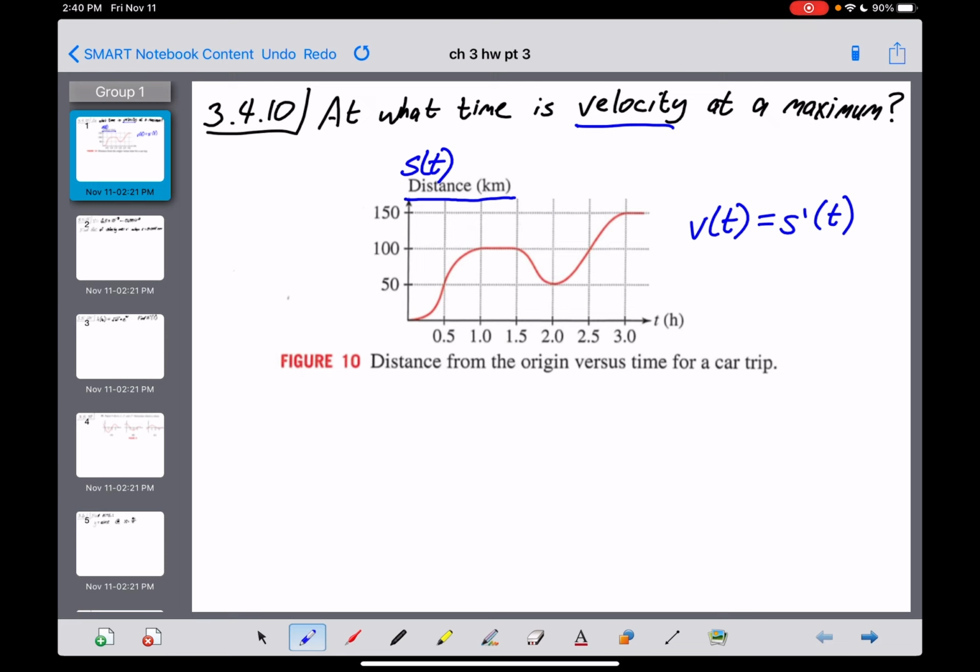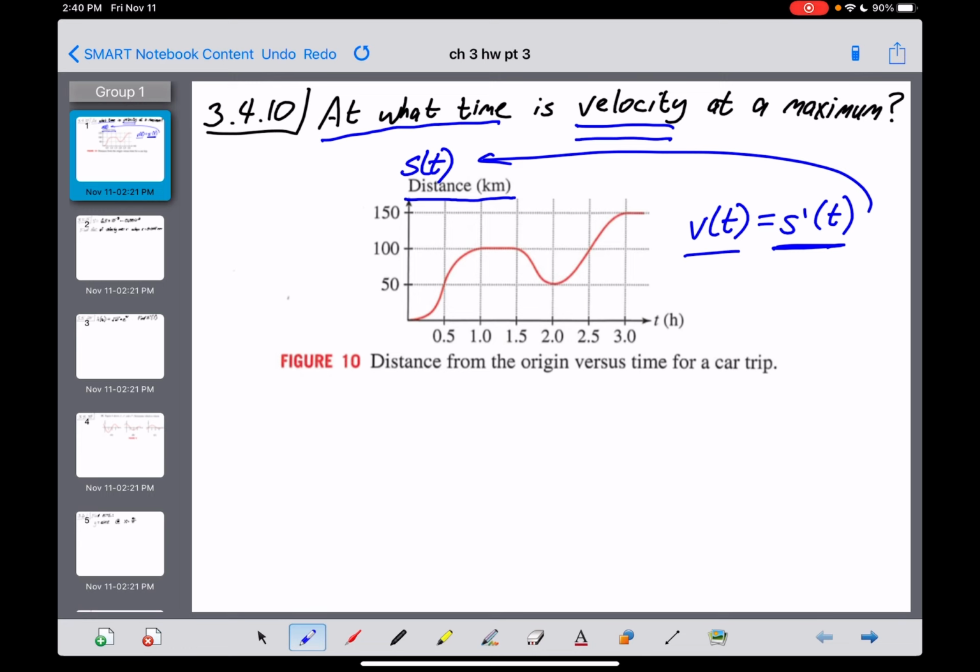So when they're asking you when is velocity a maximum, they're really asking you when is the derivative of this position function its greatest. And the derivative of a function graphically shows up as the slope of its tangent line. So that's what we're looking for here, guys. Where on this graph, or I should say at what time, is the slope of the tangent the greatest?